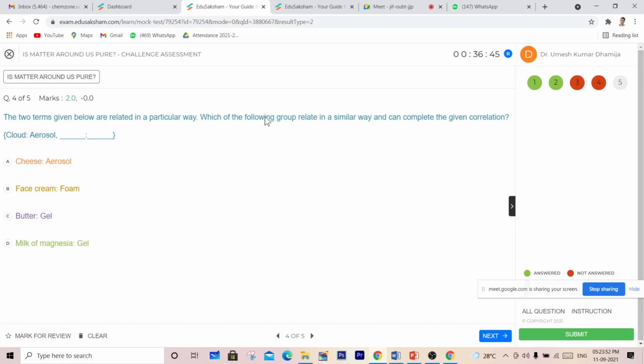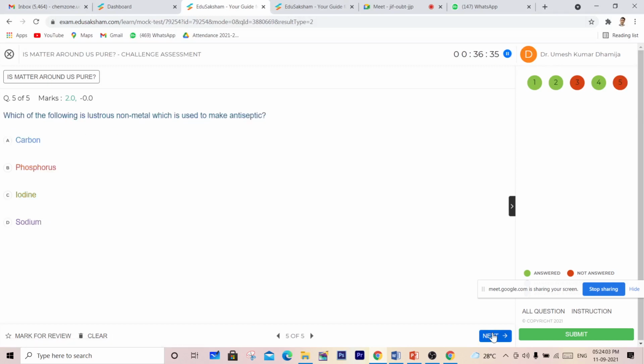Butter will be solid and liquid, so we can say it is a gel. It's right, it's a gel. Which of the following is a lustrous non-metal used to make antiseptic?